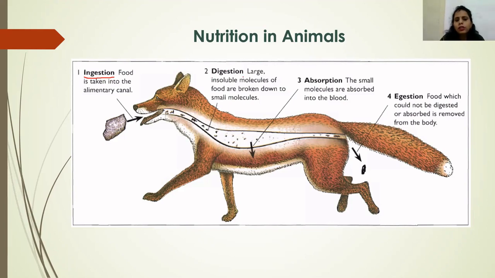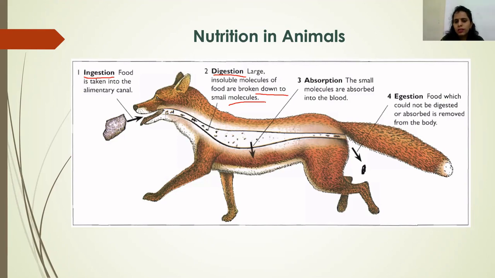Next comes digestion. In the previous slide I told you there are 2 types of digestion, mechanical and chemical digestion. Digestion is the process in which large insoluble molecules of food are broken down into small molecules. When we consume food, nutrients are present in our food. The food which we eat is large in size, so these large insoluble molecules of the food are broken down into small molecules.